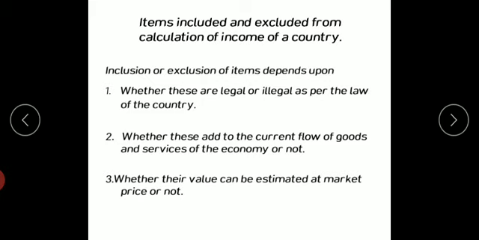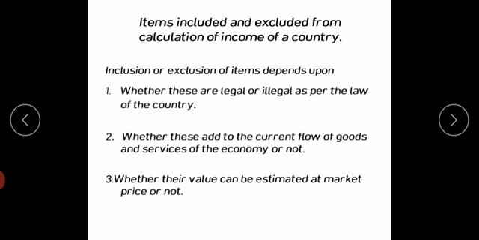So just please remember these things. First, find out whether it is legal activity or illegal activity. In case it is illegal activity, be sure it is not included. Second thing is that whatever activity is performed, is it adding to the current flow of goods and services? Is it creating any goods and services for the economy or not? If not, it is not included. If yes, it is included.